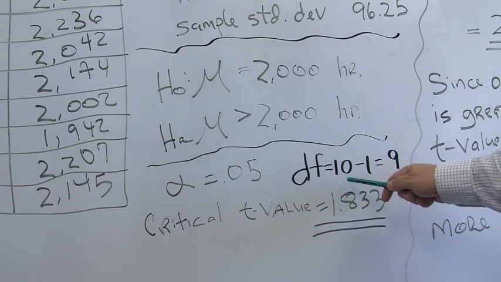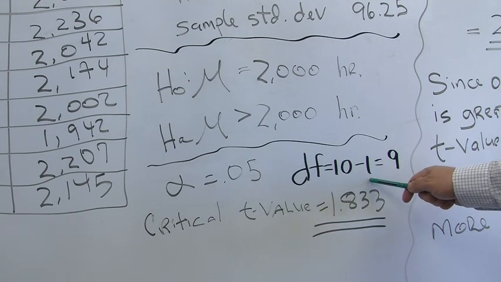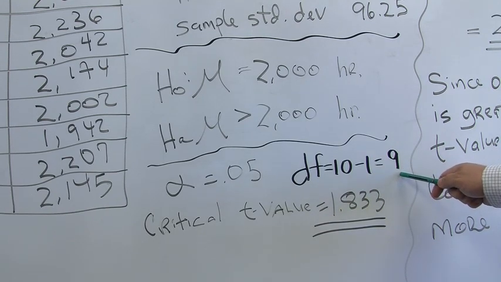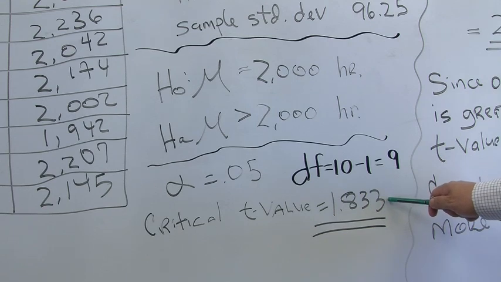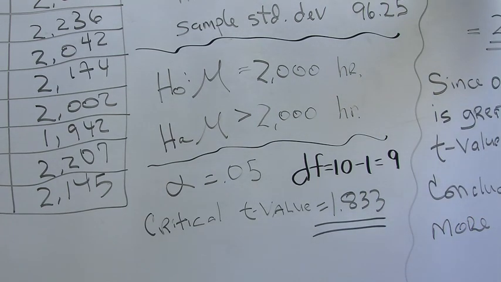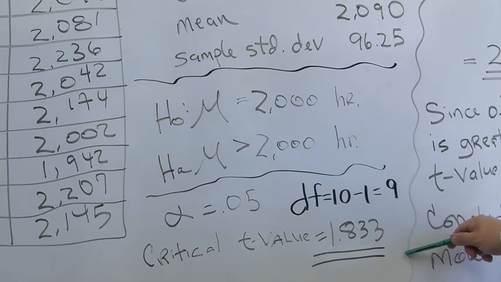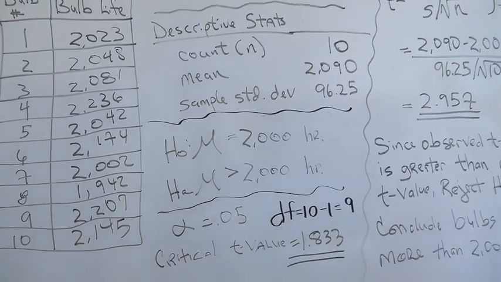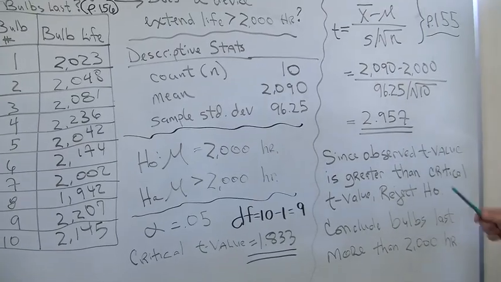Degrees of freedom here, again, our sample size is 10 minus 1, which gives us 9 degrees of freedom. And I showed how we can look up in the textbook on page 377 to find the critical t-value of 1.833. Okay, so this middle part of the whiteboard is the setup, and then we go to the actual calculations.